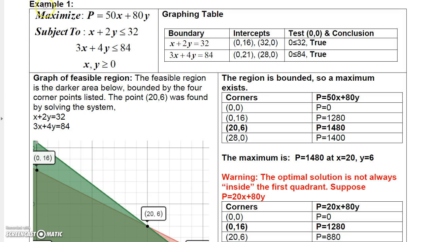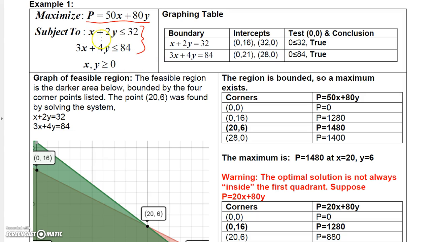Okay, you can read the notes leading up to this example, but I'm going to go ahead and just pick up here. Basically, we should be able to speed up our process a little bit. Here we're maximizing this objective function. We're given these two constraints and our non-negative constraints.